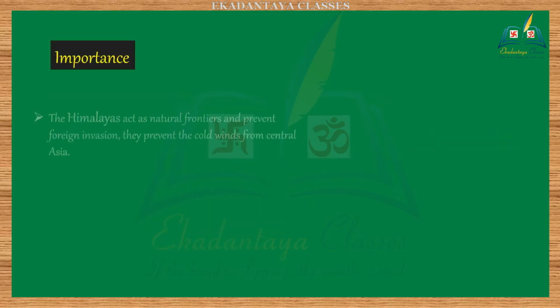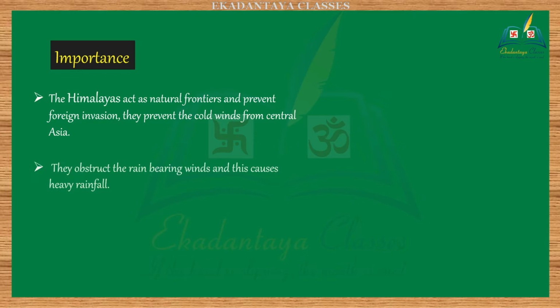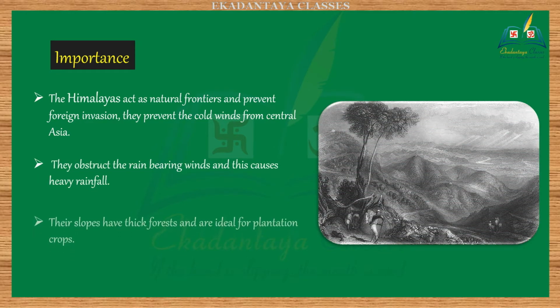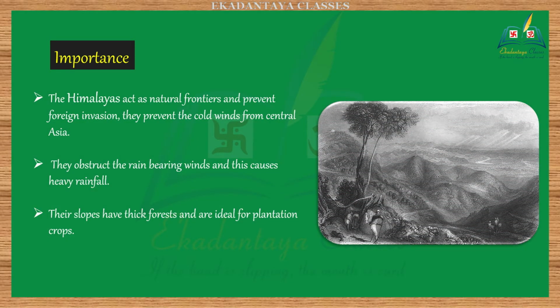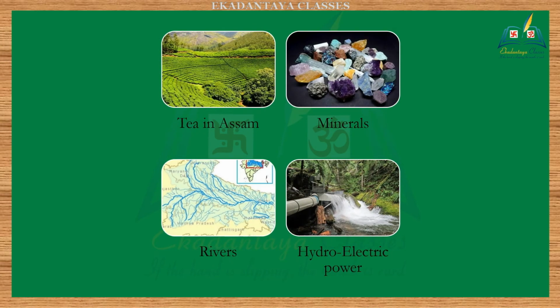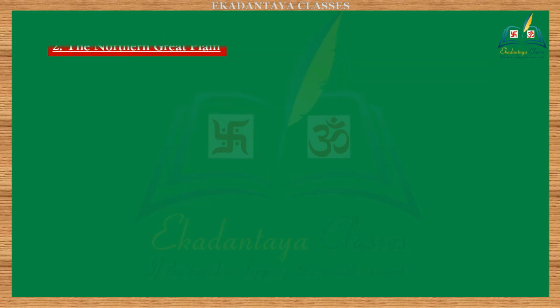Importance. The Himalayas act as natural frontiers and prevent foreign invasion. They prevent the cold winds from Central Asia. They obstruct the rain-bearing winds and this causes heavy rainfall. Their slopes have thick forests and are ideal for plantation crops, such as tea in Assam. They are a storehouse of minerals and the birthplace of many rivers and waterfalls which are used to generate hydroelectric power.